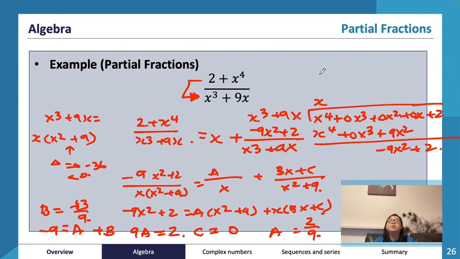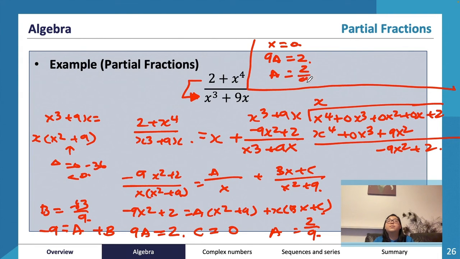Cool. We can try doing the substitution method up here. So we can sub values in. So if we subbed in x equals 0, this part would be cancelled out, right? And we would just get 9a would equal 2, right? So therefore a would equal 2 over 9. And then what we can do after that is try subbing different values. So now x equals 1.